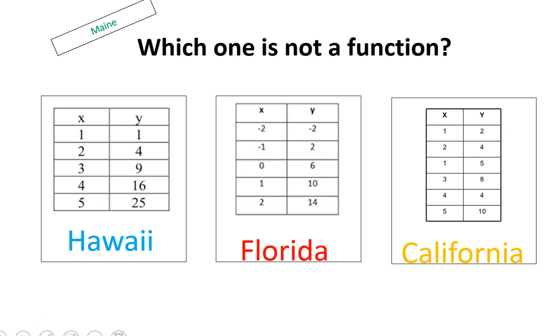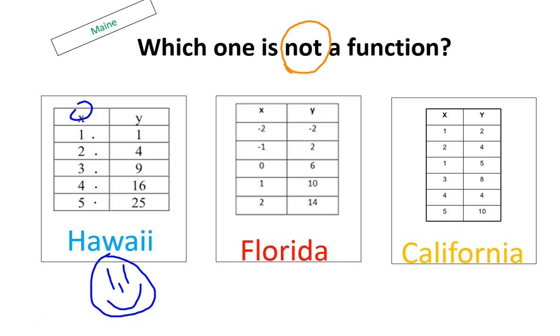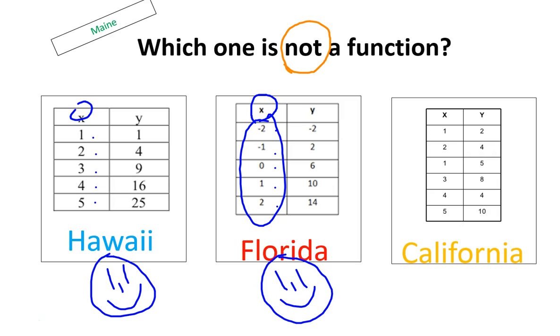Now that we're at main, the question is which one is not a function? So I'm looking at this, say, man, not means the x's repeat, and not is not good. So because x's cannot repeat, yo. So it's real simple. I just look at the x's, and I say 1, 2, 3, 4, 5. None of them repeat, so I like to put a smiley face because, hey, he is a function. I come over here, -2, -1, 0, 1, 2. Hey, man, none of them repeat, and I'm only focused on the x's. Therefore, it is a function. So peace out, Florida. But when we get to Cali, I'm going back to Cali.